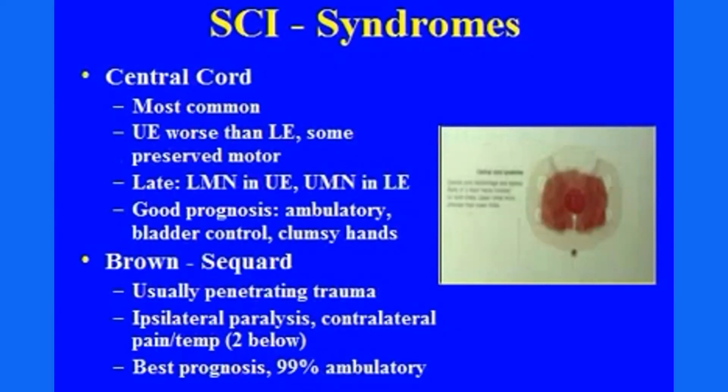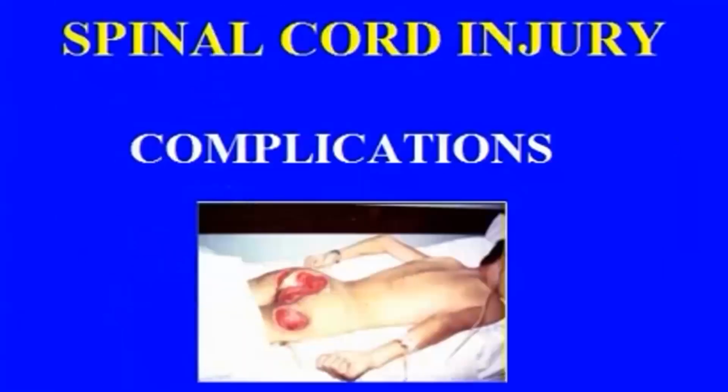The Brown-Séquard is usually a penetrating trauma. They have ipsilateral paralysis and contralateral pain and temperature gone. It has the best prognosis, but ventral cord has a better prognosis than the anterior cord syndrome.